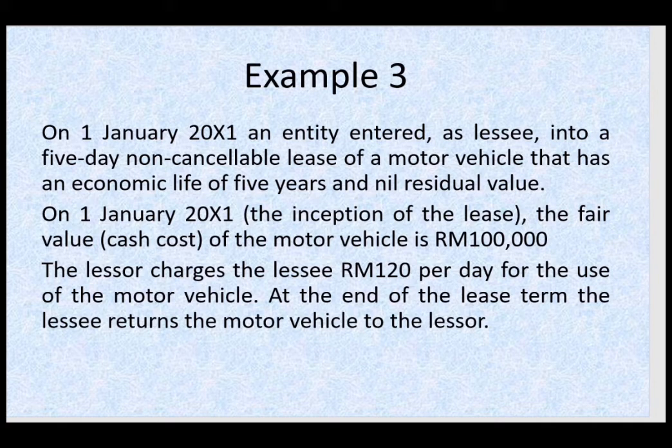To answer this question, you don't need to be scared or confused when you look at the figures or numbers. You just need to find the clues or key points. In this question, it is given in the last line of the sentence: at the end of the lease term, the lessee returns the motor vehicle to the lessor. As it is just a 5-day lease, there will be no change in ownership. Except if there is a statement in the question that states there is a change in ownership, then it will certainly be a finance lease. But in this case, it is just a normal operating lease.